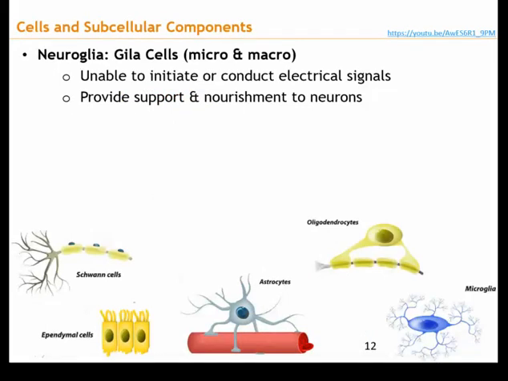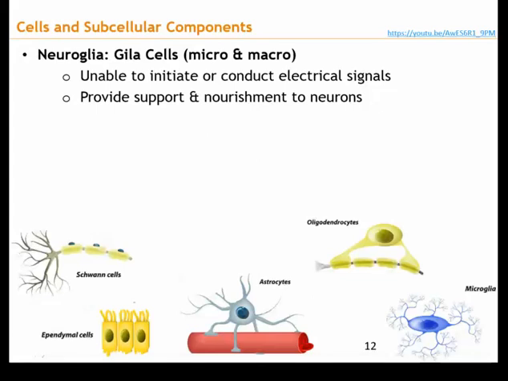Okay, so continuing with neuroglia, which is what the video just talked about, glia cells, micro and macro. So what is neuroglia? The cells in the central nervous system are about 90% neuroglia and only 10% neurons. They don't conduct electrical signals, so they can't conduct impulses or send action potentials. Their main role is to support and nourish. So they provide nourishment and structural support for our nerve cells.